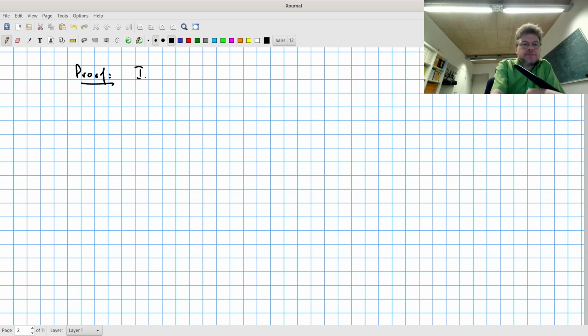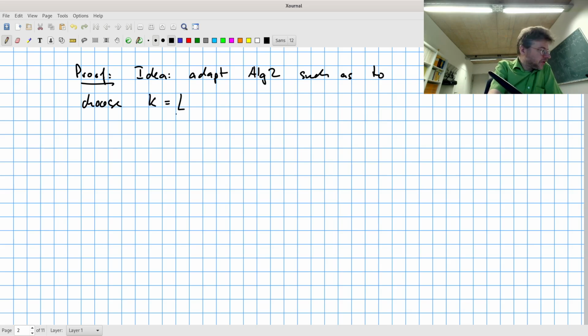So the idea is to adapt the algorithm so as to choose a certain k in dependence of n, and which k would you suggest? Now that's not an obvious choice. Here's the choice that works. You take k as 2 to the 2 square root of log n, and then this means round below, round to the next smaller integer.